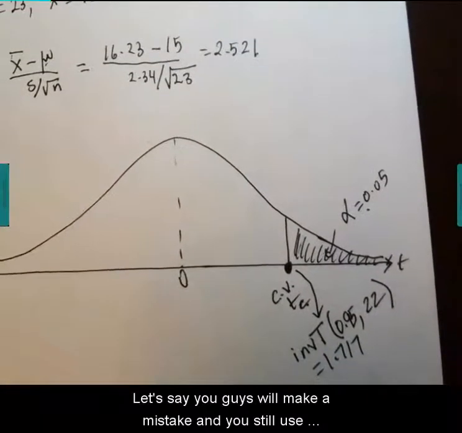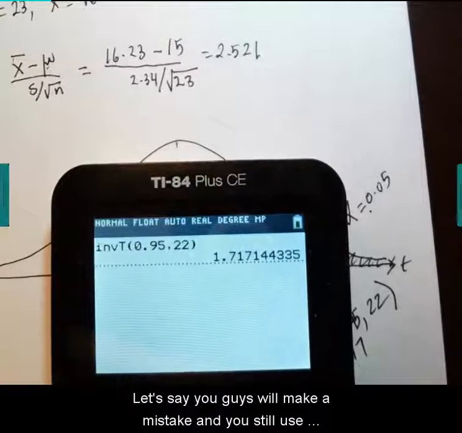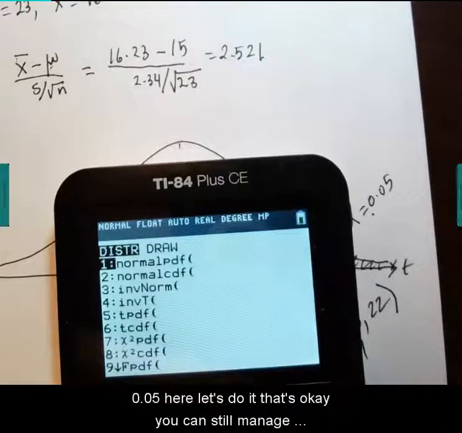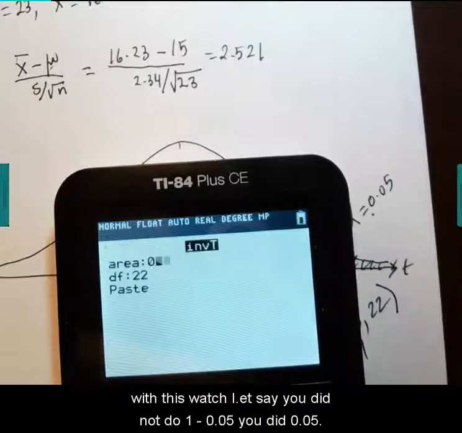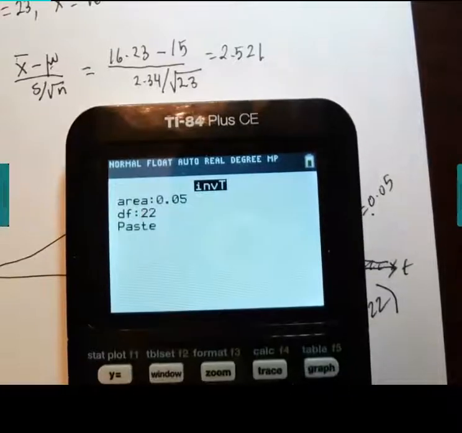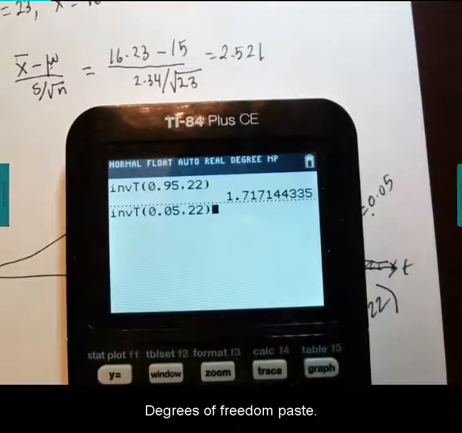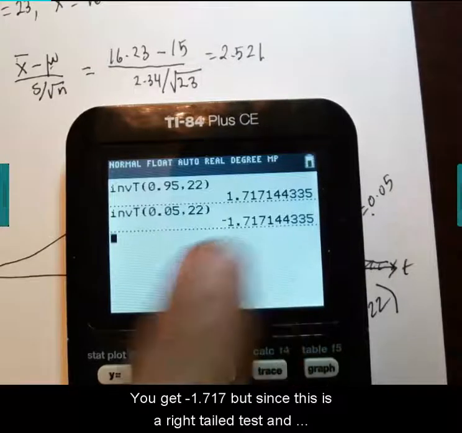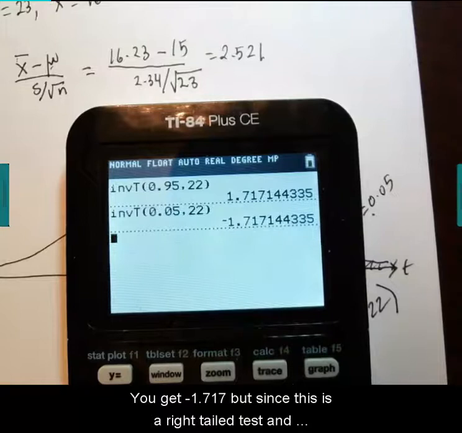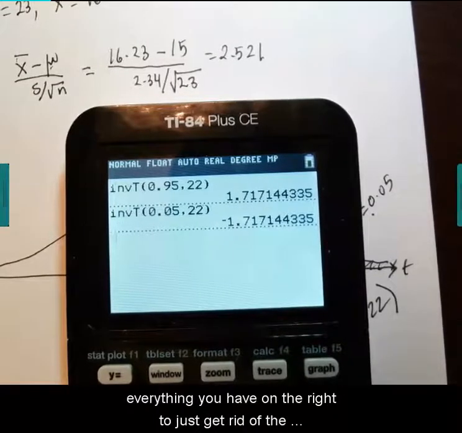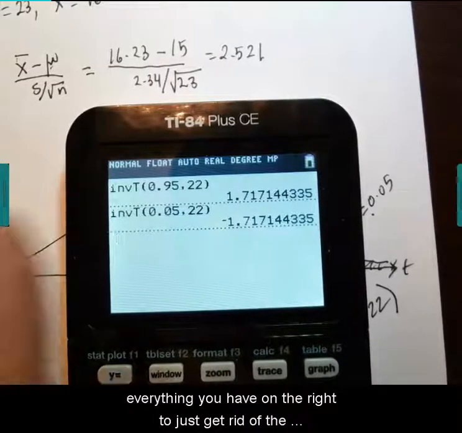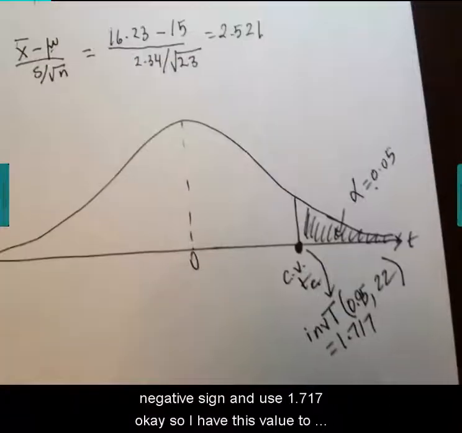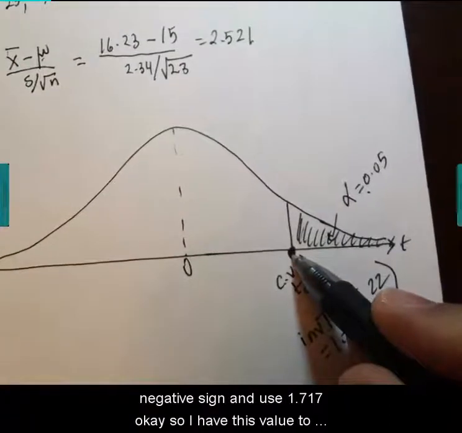Now let's say you make a mistake and you still use 0.05 here. That's okay, you can still manage with this. Watch. Let's say you did not do 1 minus 0.05. You did 0.05, degrees of freedom, paste. Okay, you get negative 1.717, but since this is a right tail test and everything you have is on the right, just get rid of the negative sign and use 1.717. Okay, so I have this value to be 1.717.